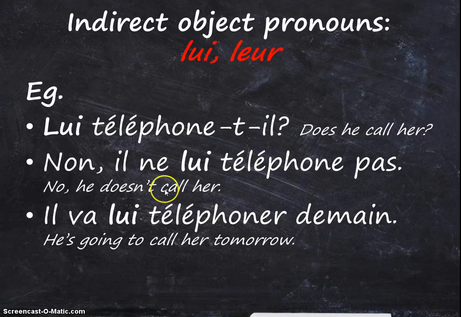Let's check the next one. "Il va lui téléphoner demain." This is an infinitive sentence. He's going to call her tomorrow. You notice that lui goes right before the infinitive. Whenever you have an infinitive sentence, lui goes right before the infinitive, not before the conjugated verb. It goes after the conjugated verb, right before the infinitive. I hope you get it.